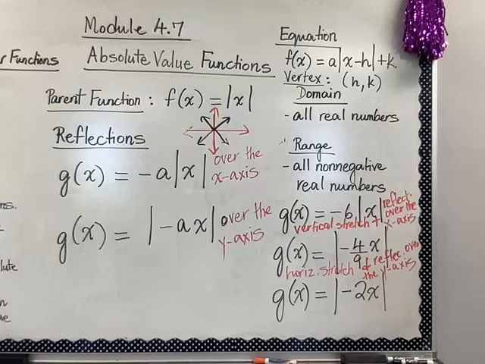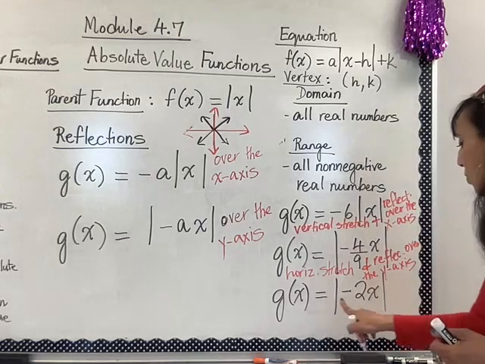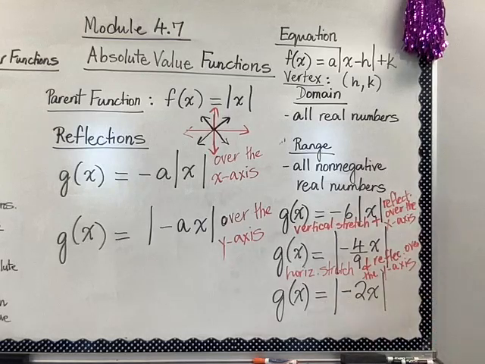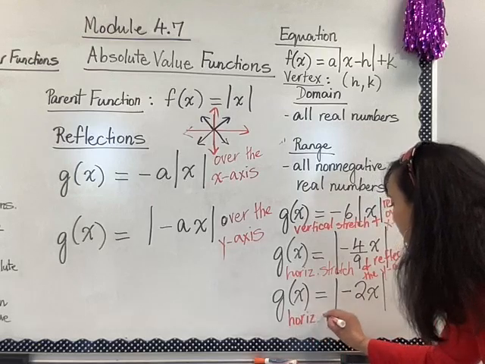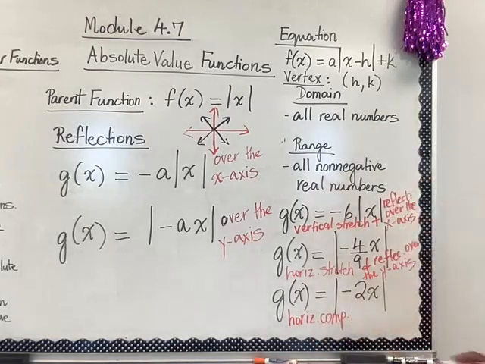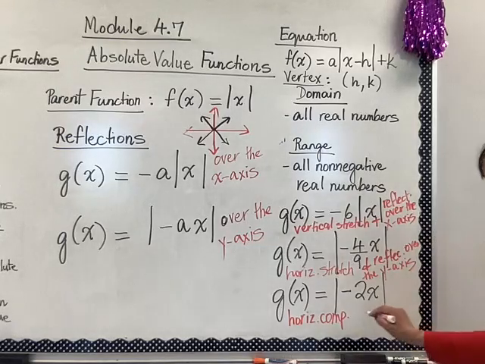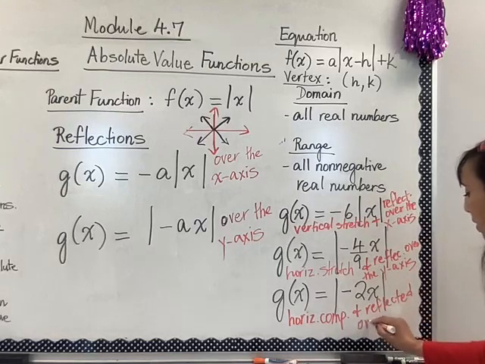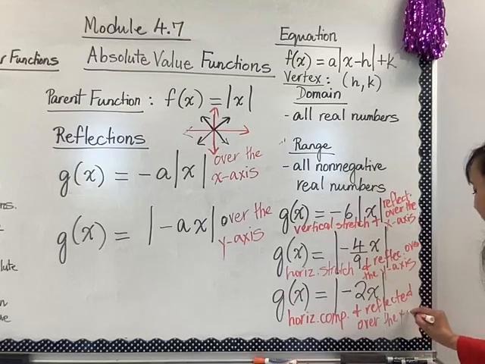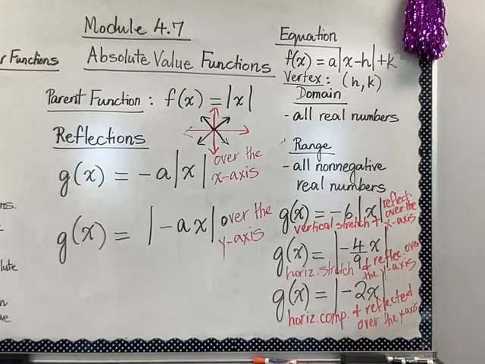And then the last one, where I have g of x is equal to the absolute value of negative 2x. I know that this is going to be a horizontal compression, and it is reflected over the y-axis. So I just wanted you to get a quick refresher of this, and now we are going to move on to do some problems on the board.